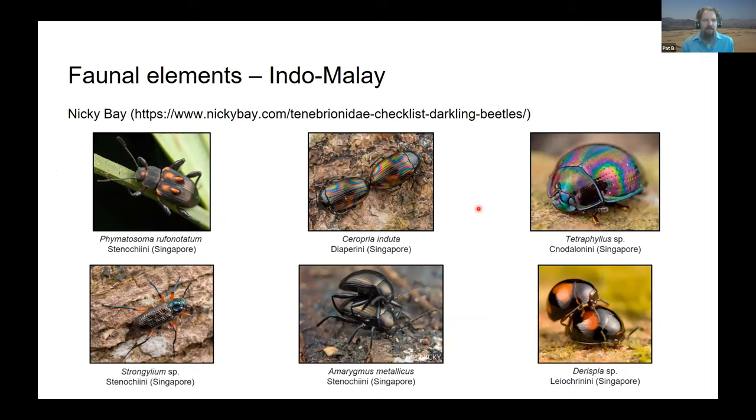And we've seen a lot of black beetles in the presentation so far, but in the tropics, they really explode in diversity. And I took those particular photographs from iNaturalist, and they include Stenochiini with projections here on the elytra, Derispia, Tetraphyllus. Both of these have these oil slick kind of patterns on the elytra. Strongylium is there and really diverse in this area. We've heard about this one before, Amarygmus, with the vertically slanted head, and Derispia, which is a Leiochrinini from Singapore.